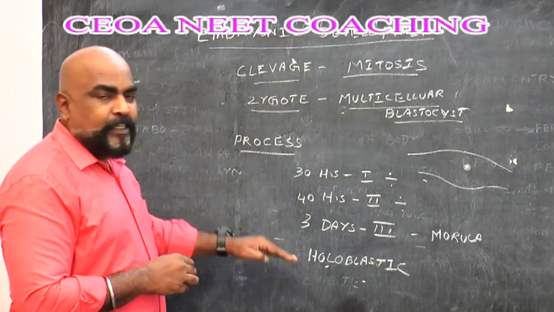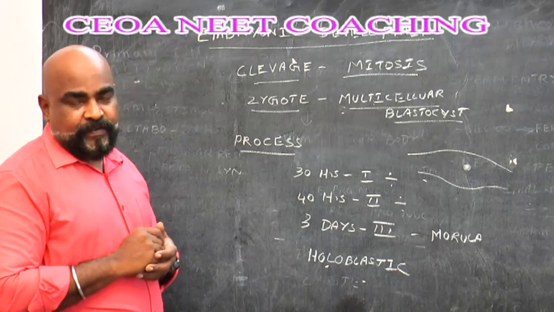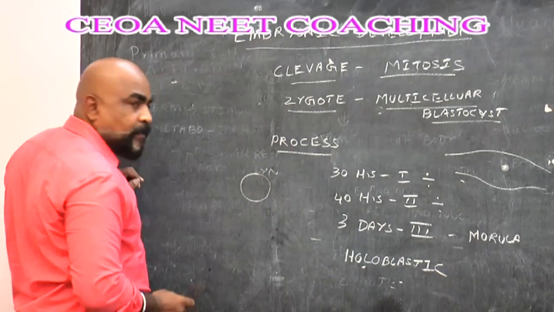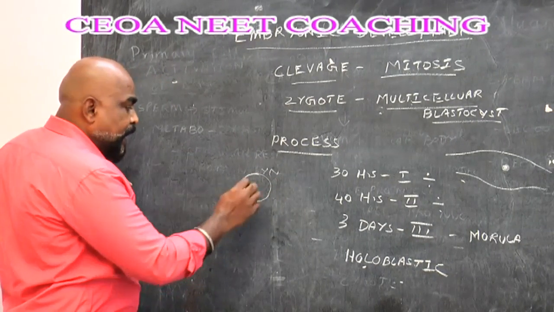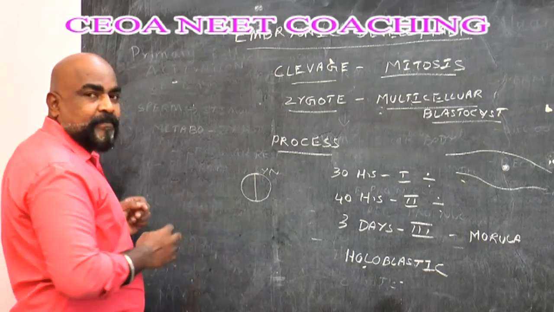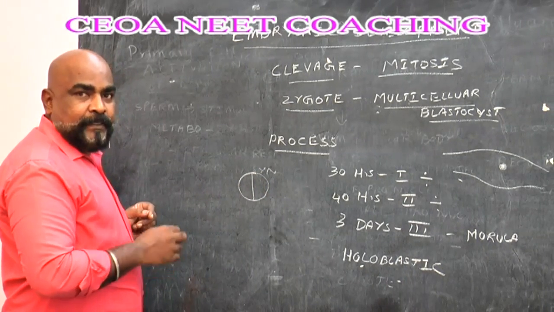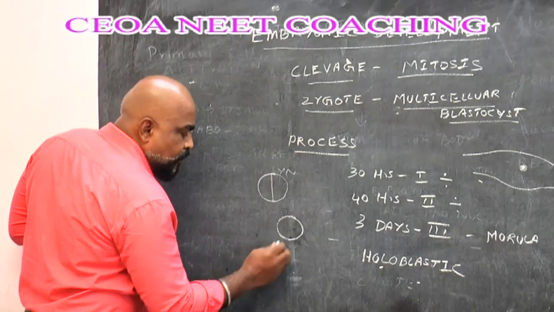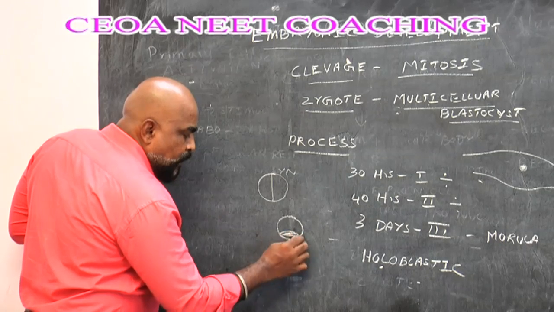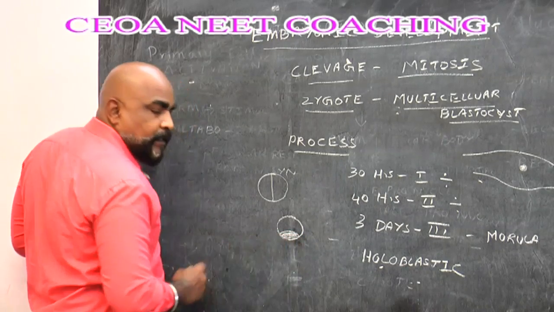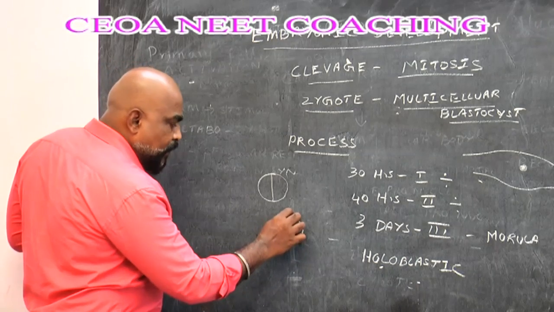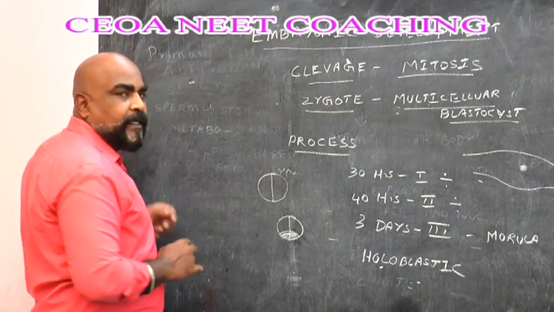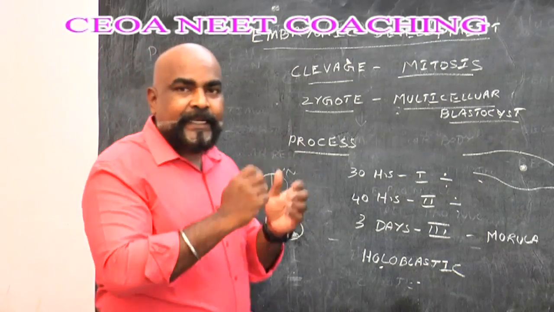And this cleavage in human beings is called holoblastic cleavage. Holoblastic means, if this is the zygote, it involves the entire egg. Because in some zygotes, you can see there will be a lot of food yolk present in the egg, so the division will not happen fully. So that is not holoblastic. But here it is holoblastic because it involves the entire egg.